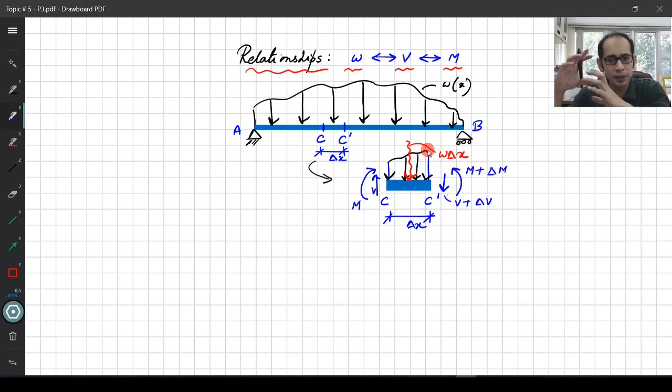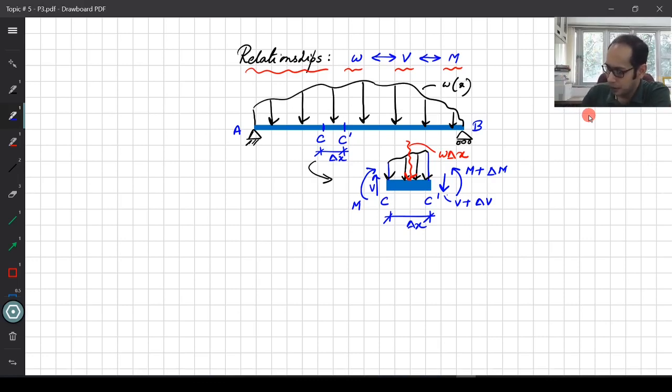So I hope the system is clear. What we did, we took a small chunk of that entire beam of length delta x, and on the left end I have marked the shear as V and M. On this small chunk, this load is acting. As a consequence, when you reach the right hand side, my shear becomes V plus delta V, and my moment becomes M plus delta M, right? So now let's look at the first two relationships which we are going to derive.